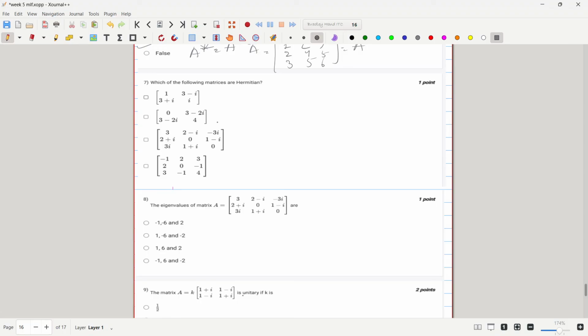Seventh question. Which of the following matrices are Hermitian? Again, you have to find whether the A conjugate transpose is equal to A or not. So the correct option will be this D.